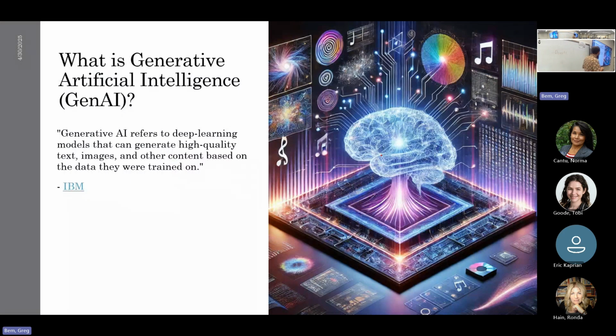So IBM, big technology company, historic technology company. This is their definition. You can also find a bunch of other definitions as well, some easier, some more sophisticated. But essentially what it is referring to is a specific type of deep learning model. So that's the system, the technology system that is used to generate high quality text, images, and other content based on data the model is trained on.